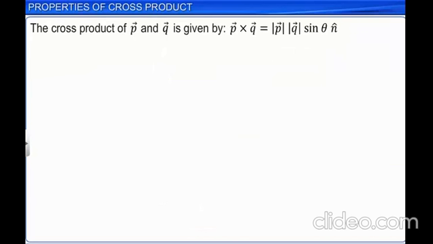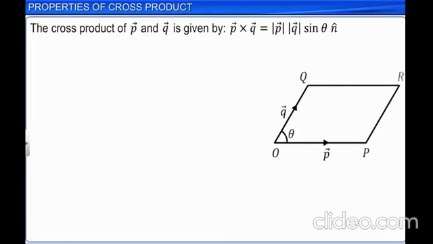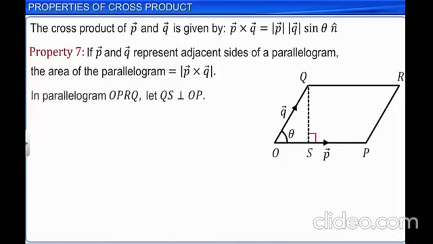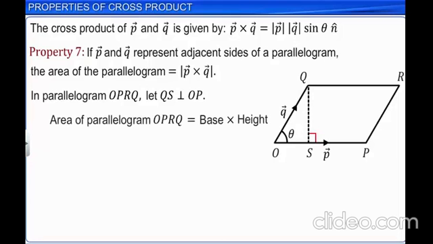We have another property that states that if two vectors p and q form adjacent sides of a parallelogram, then the area of that parallelogram is equal to the modulus of the cross product of vectors p and q. To prove this property, we draw QS perpendicular to OP as shown. By formula, area of parallelogram OPRQ is equal to the product of base OP and height QS.